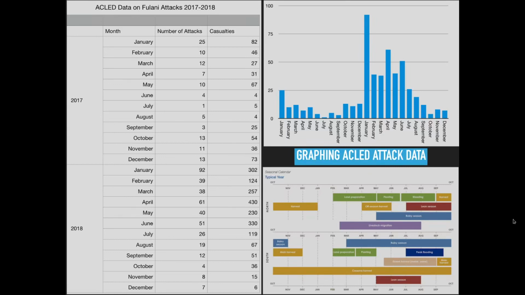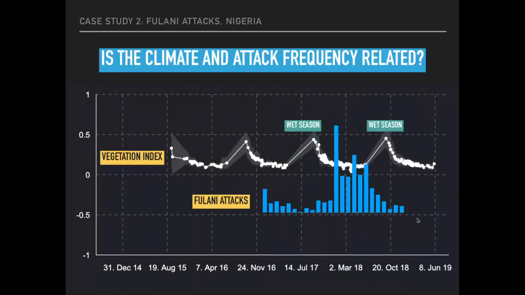It's very obvious. And then finally, in the bottom right, it's kind of difficult to see, but this is also a map of the agricultural calendar of a typical year in Nigeria, pointing out some of these important seasons. And it's worth noting here that the livestock migration, which particularly pertains to the Fulani, is between February and August. So let's compare it all.